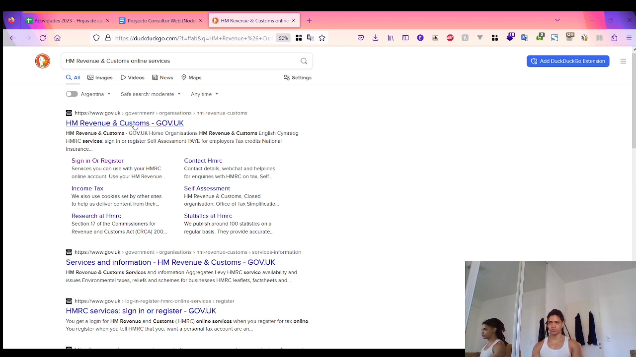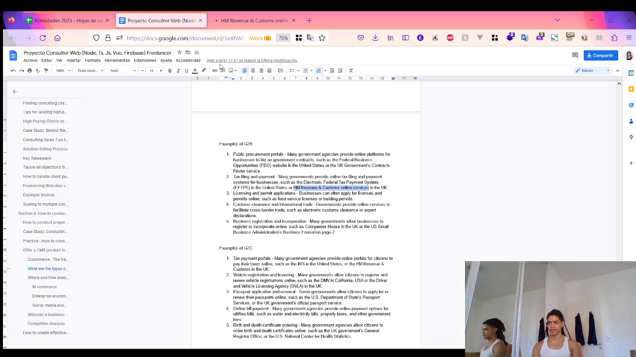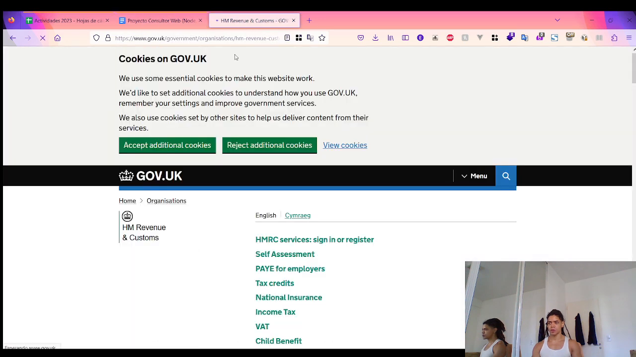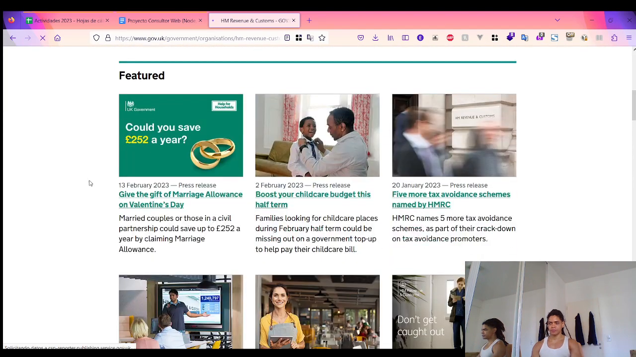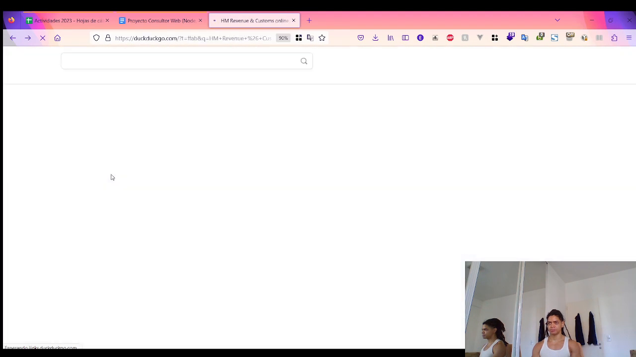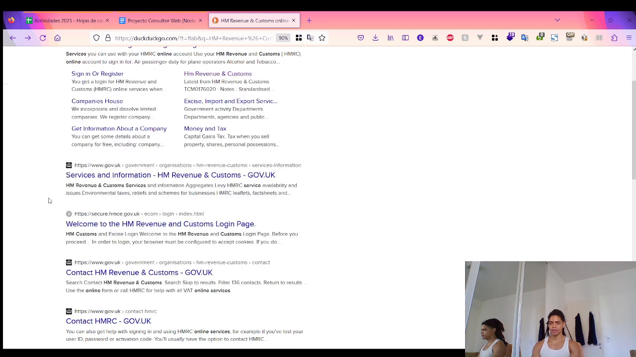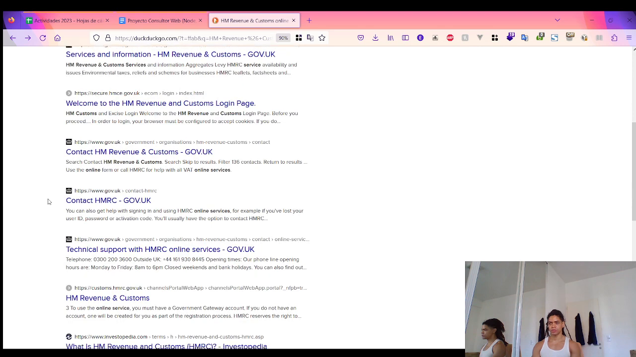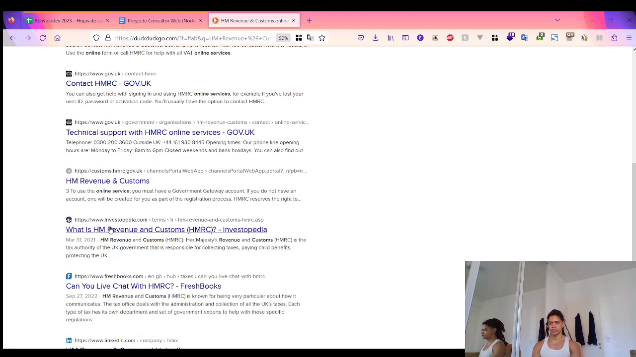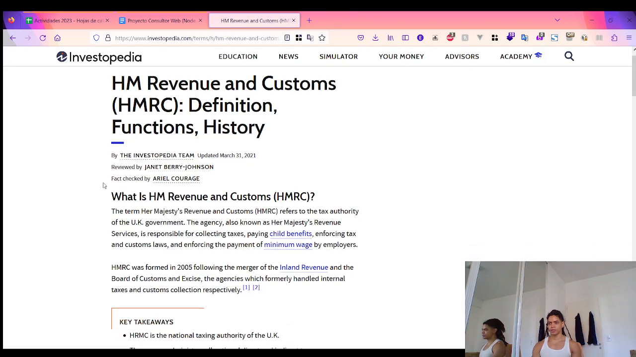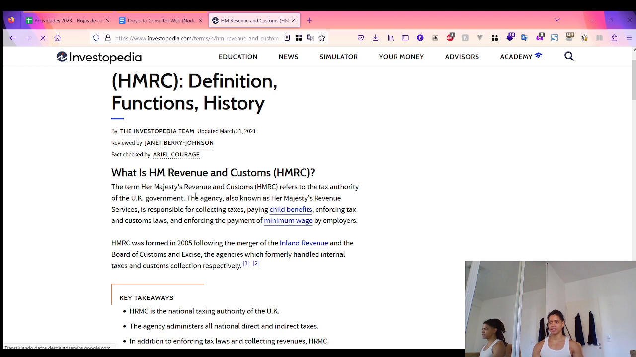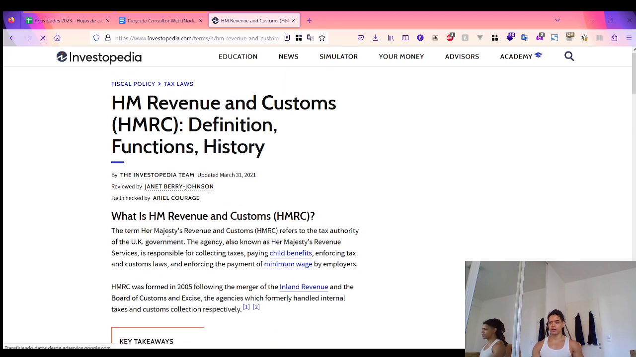HM Revenue and Customs from the UK. What does HM mean for them? HMRC. HM and Customs. Okay, the term Her Majesty's Revenue and Customs.